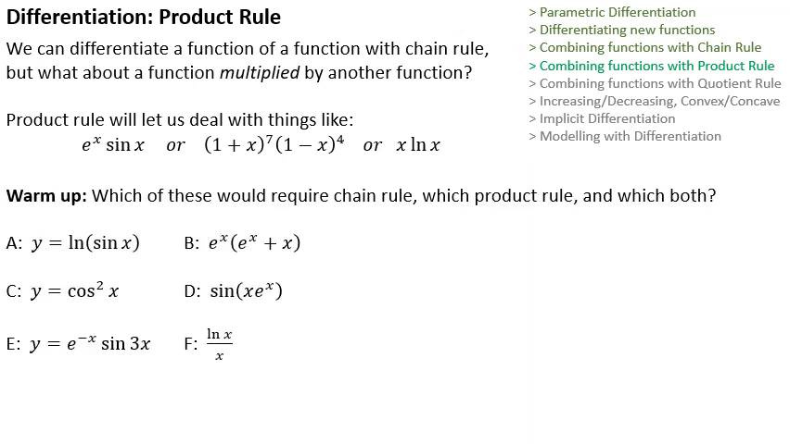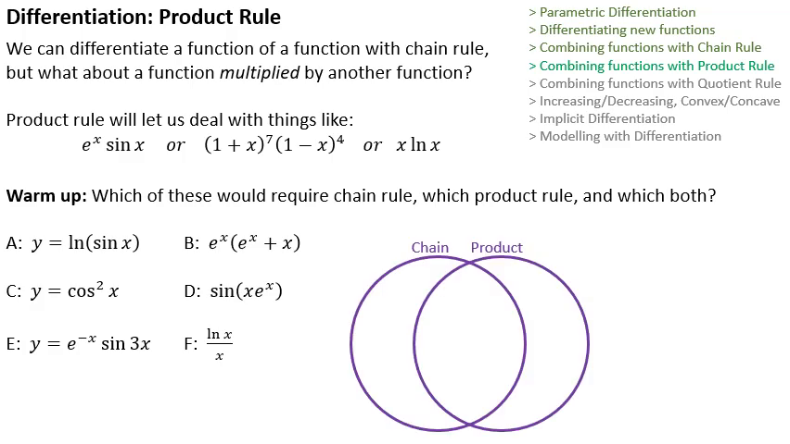So to get us started, see if you can quickly jot down, maybe make yourself a quick Venn diagram, see if you can work out which of these 6 functions you would need chain rule to differentiate, and which of them you would need product rule to differentiate, and which of them you would need both. Give it a quick go, and then continue the video when you're ready.